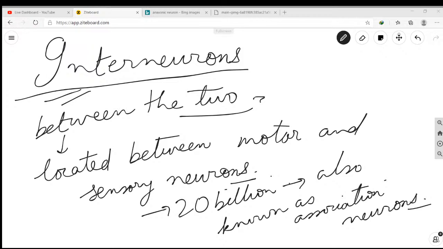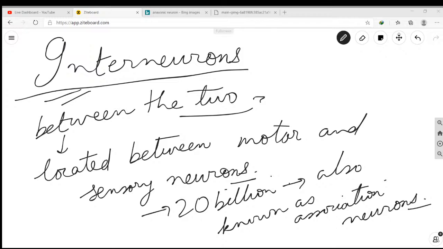Now what happens is most of them are located within the brain and spinal cord, but there are some interneurons which are found in the autonomic ganglia also, means the autonomic nervous system, the cell body of autonomic nerves, which are located in the peripheral nervous system. The main function of interneurons is integration, means they distribute sensory information and coordinate the motor neuron activity. The more complex the response to a given stimulus, the more interneurons would be involved.